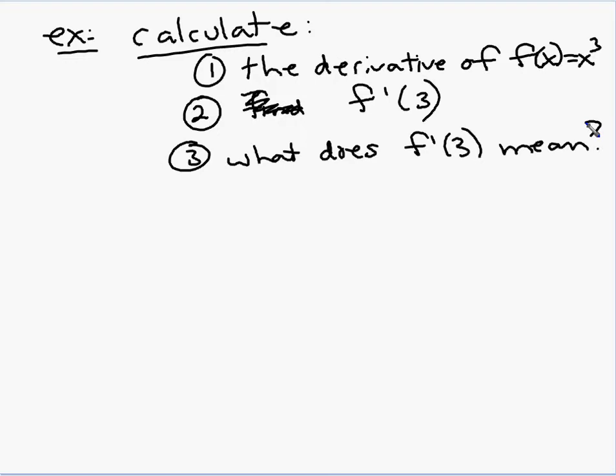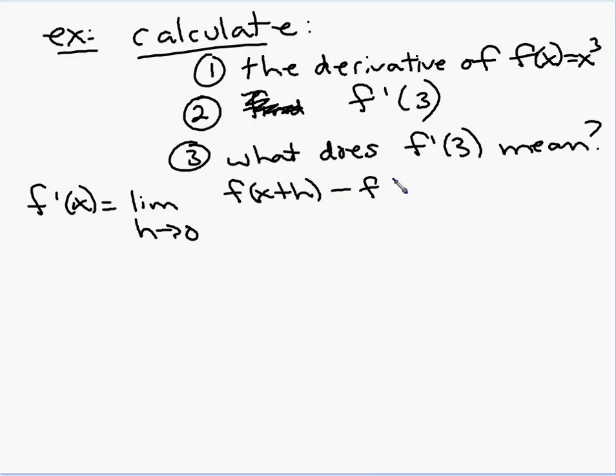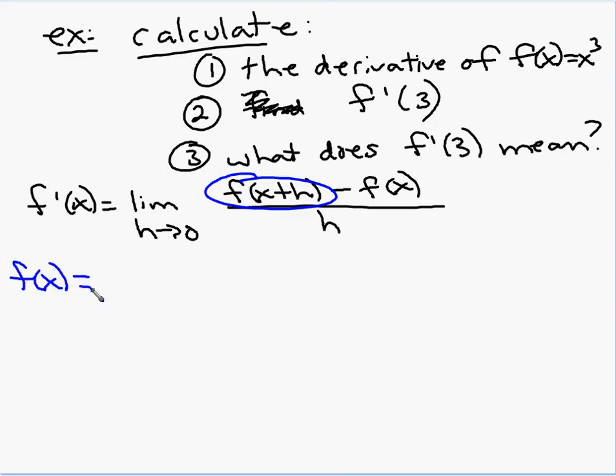So we start with f prime of x equals the limit as h approaches 0 of f of x plus h minus f of x all over h. You will learn that real fast. So the first thing I need to find, remember, is f of x plus h. Well, if f of x equals x cubed, then f of x plus h means x plus h, the quantity cubed.